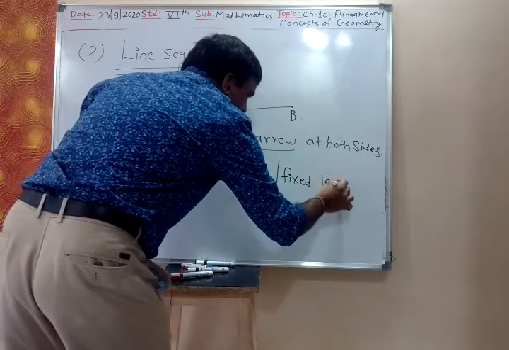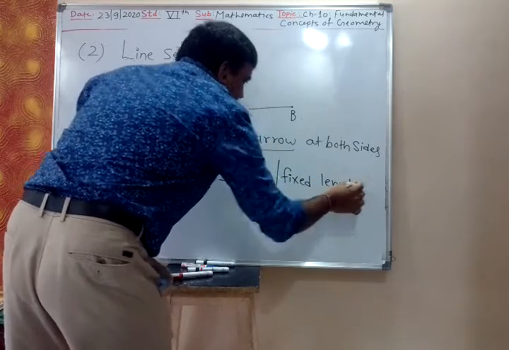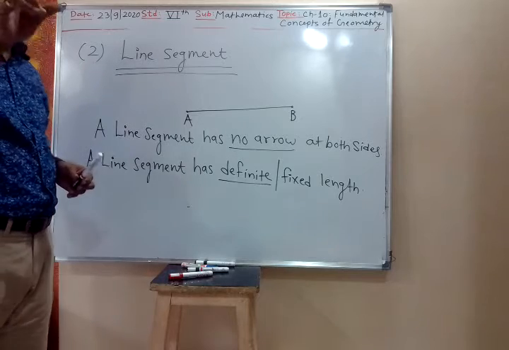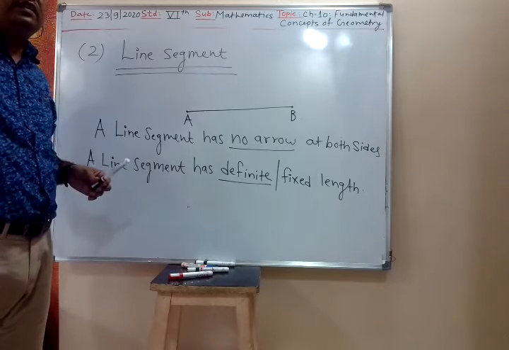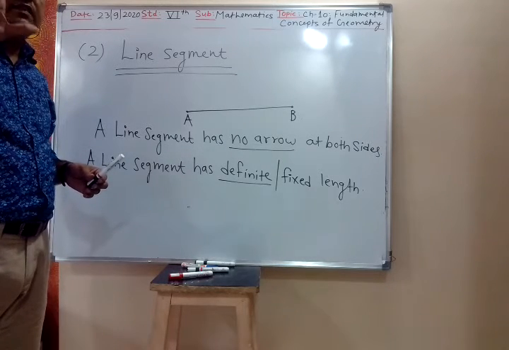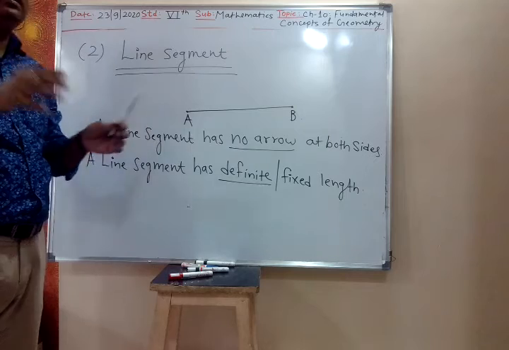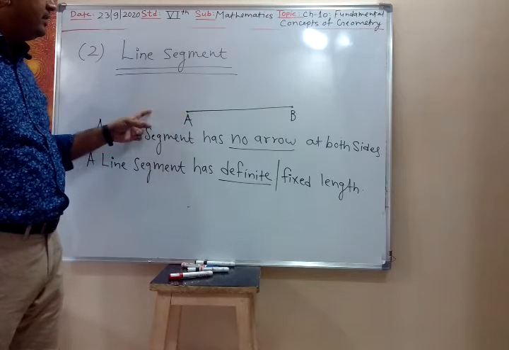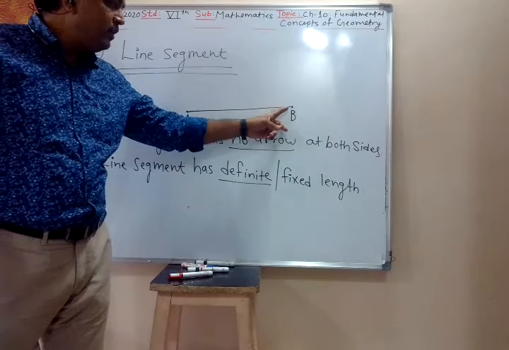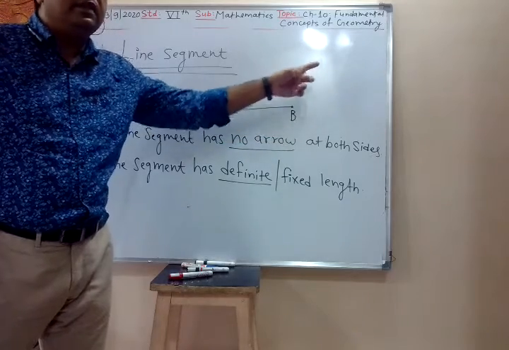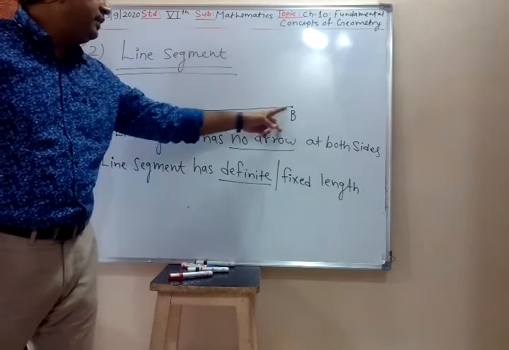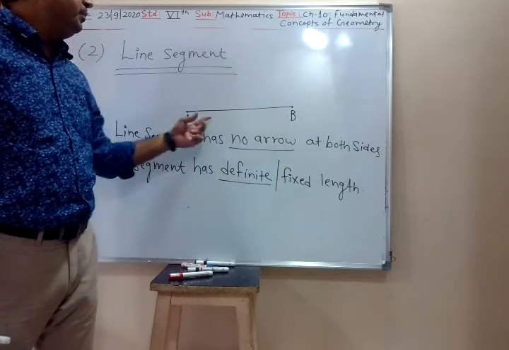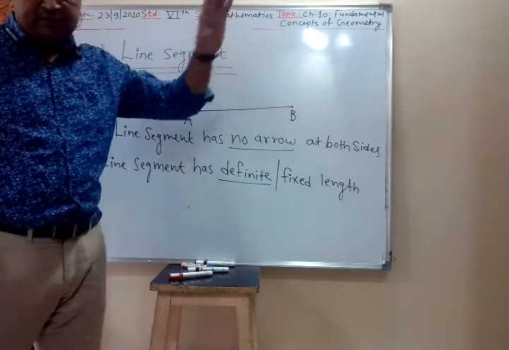A line segment has fixed length because whenever there is arrow you can extend, and whenever there is no arrow you cannot extend. There is no arrow at A, so I cannot extend further. There is no arrow at B, so I cannot extend further. That means A and B are fixed. So between them we have a fixed length because A and B cannot be extended.